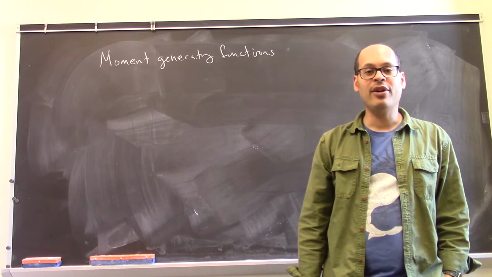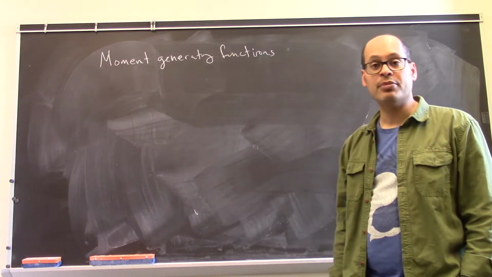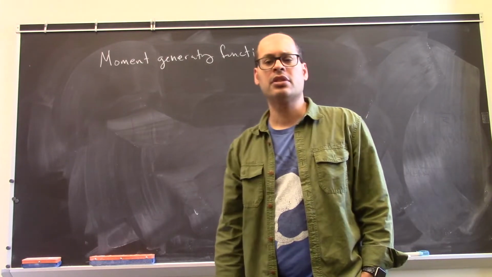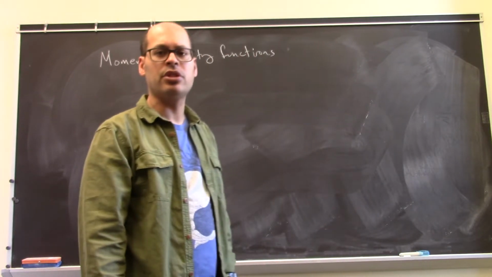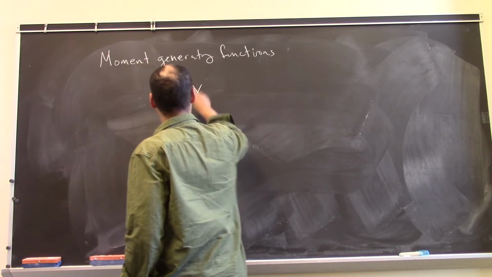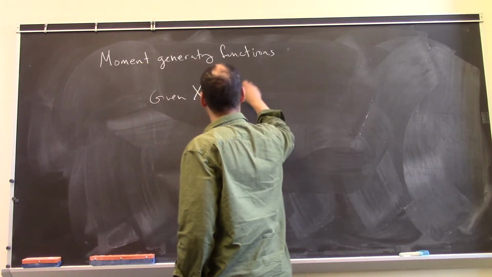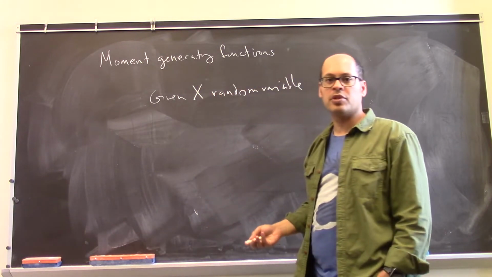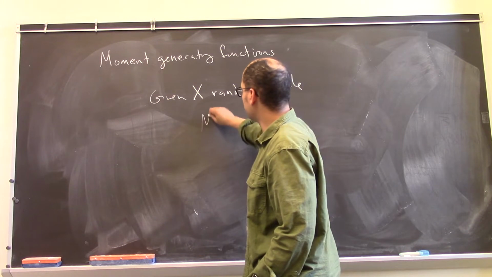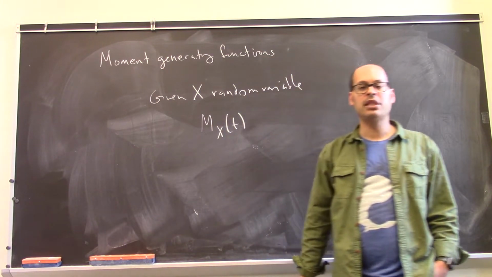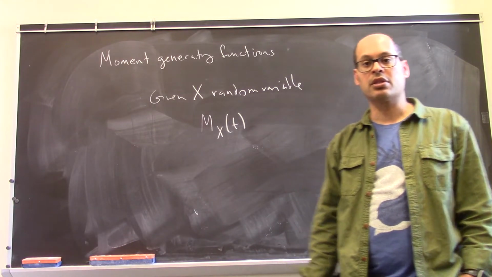Welcome. In this video I'm going to talk about the idea of moment generating functions. So the moment generating function is something that is associated to a random variable. So if we're given X, a random variable, then we're going to produce from that a function of some new kind of dummy variable t called its moment generating function.